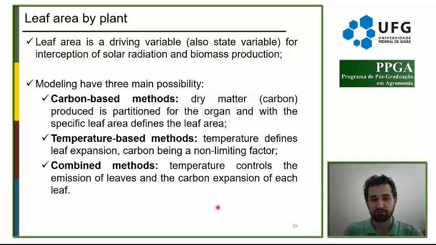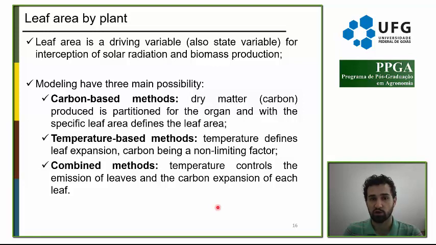For the models that use temperature-based methods, we have temperature-defined leaf expansion. So in the same way that you calculate the development stages, we can calculate how many thermal time units the crop needs to emit one leaf, and based on this, we can define how many leaves the crop has, the size of each leaf, and total leaf area by plant. And in this case, we don't have carbon being a limiting factor. We don't calculate how much carbon goes to the leaf.